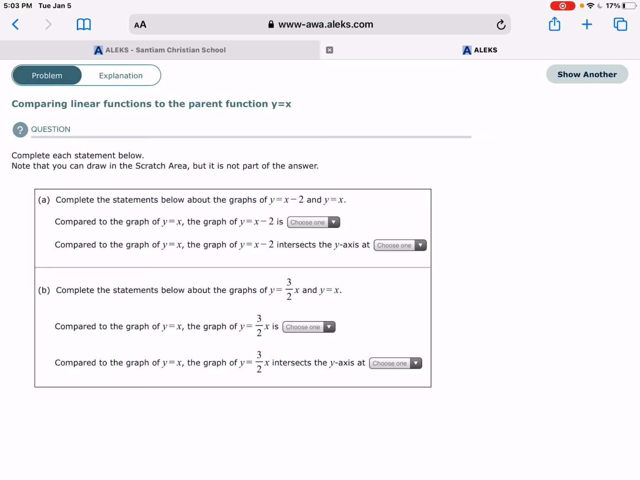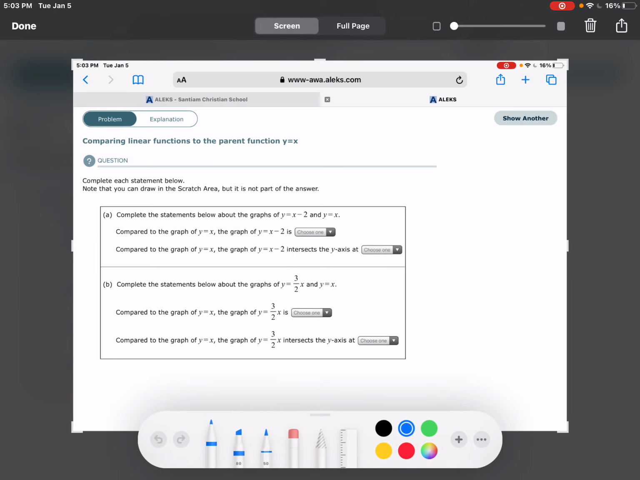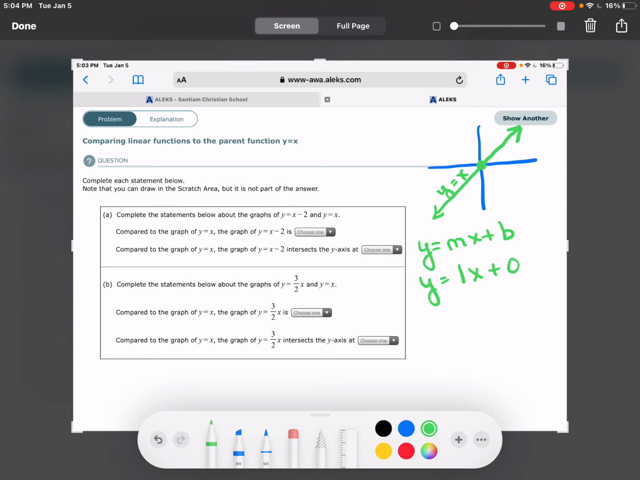Let's talk about linear functions and the parent function y equals x. So the parent function y equals x is just a very simple equation that looks like this on a graph. It goes straight through diagonally like this. Crosses at the origin right here in the middle. If you think about y equals mx plus b, in this case, y equals 1x plus 0 is really what y equals x is. The slope is 1 and the y-intercept is 0.